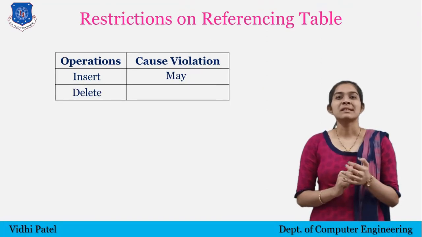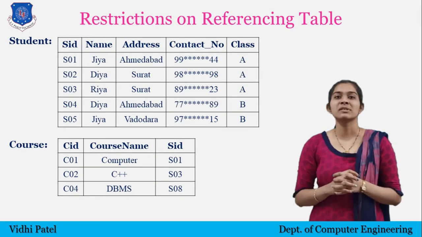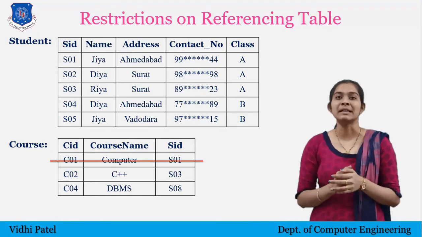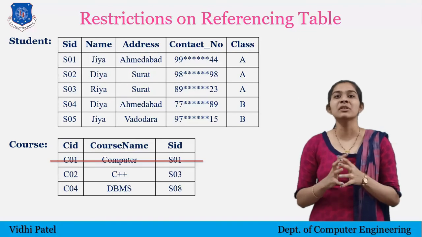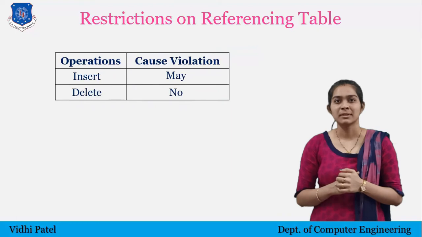The next operation is the delete operation. Suppose I delete a record having course ID C01. It means a student having student ID S01 was studying computer but now he or she left the course, which does not cause any problem to the base table.